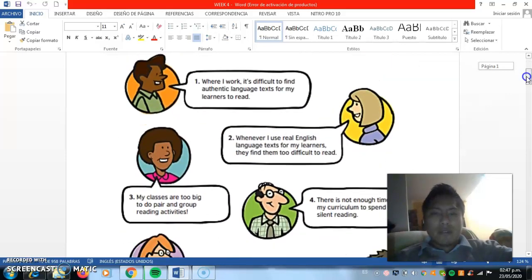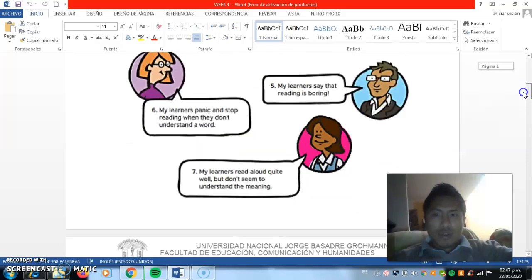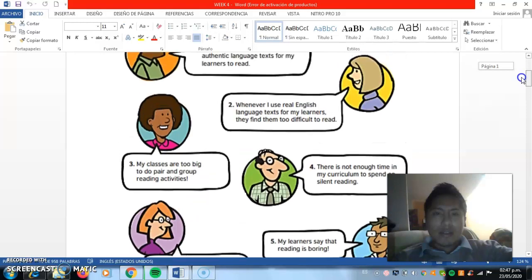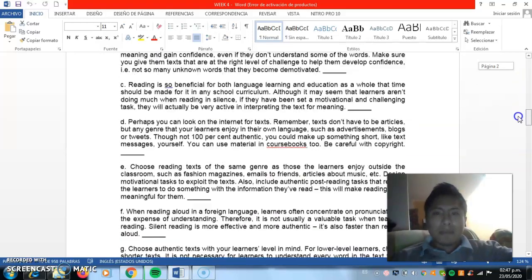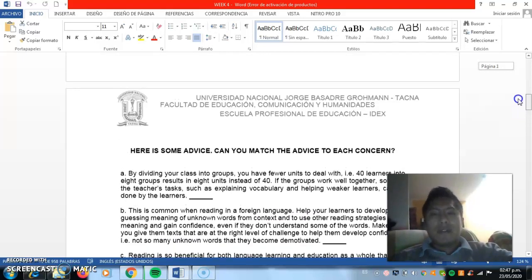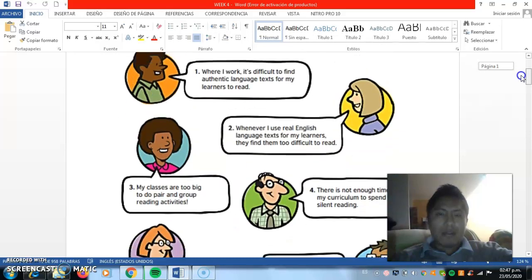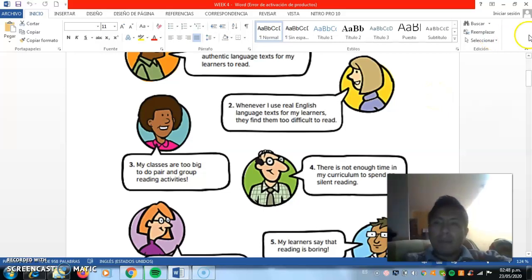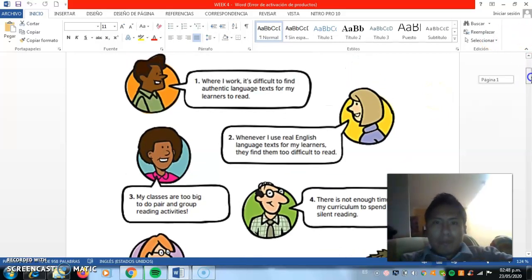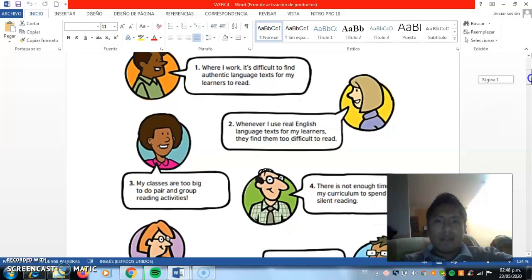Finding 6 problems for some teachers. In this case we have to match these problems right here with some possible solutions that you are seeing right here. I will help you with the first one, and later we are going to solve the problem of each one of the teachers according to my experience, maybe with your ideas too. Okay, so number one says, where I work, it's difficult to find authentic language tests for my learners to read.